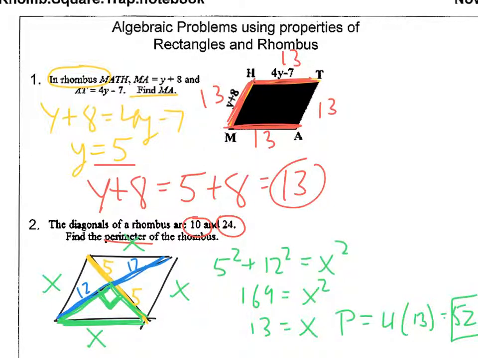All right. So just think about the properties we used here for these two problems. In number 1, we used the property of all sides equal to help us get a value of y. And in number 2, we used a bunch of properties. We used diagonals perpendicular to each other, we used diagonals bisecting each other, and we used the fact that all sides of a rhombus are congruent. It's important to be able to associate the property that you're using when solving a problem.